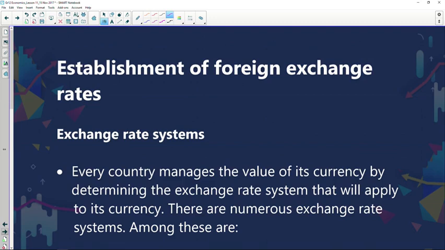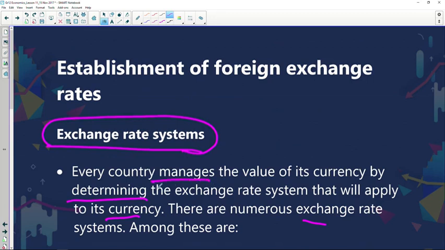Then moving on to the establishment of the foreign exchange rates. Now we're going to start by looking at the exchange rate systems. Every country manages the value of its currency by determining the exchange rate system that will apply to its currency. There are numerous exchange rate systems. We know that there are different exchange rate systems, and each country is responsible for managing the value of its own currency, and also for determining the exchange rate system that they will apply to it.